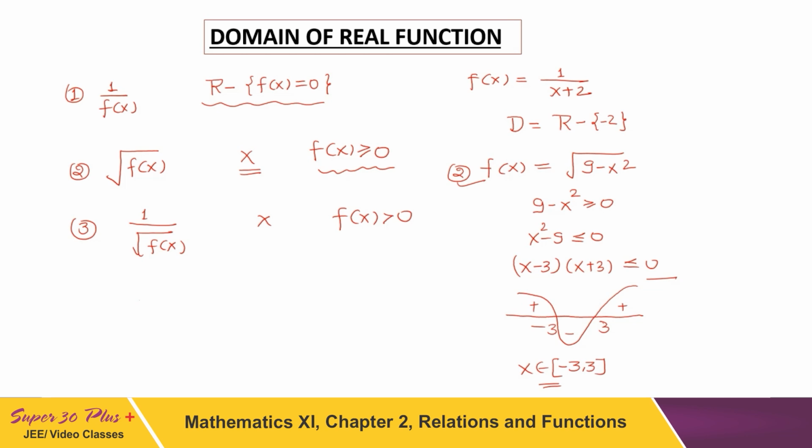Now let's see one more example. Example number 3: f(x) is equal to 1 upon under root (9 minus x square). Then what is the domain? The domain will be 9 minus x square greater than 0. Now we can say that the domain will be x belongs to the open interval (minus 3, 3).